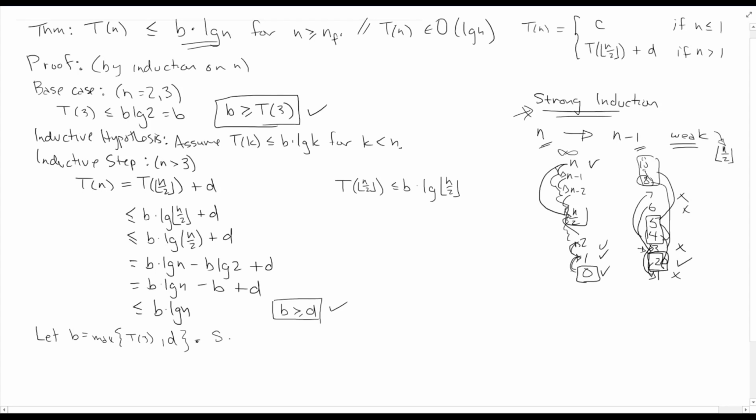And then I can just finish my proof. By induction, what did we show? We showed that t of n is less than or equal to b times log n for all of our n, greater than or equal to, being very careful here, 2 this time. We didn't get 1. 1 didn't work. Greater than or equal to 2.